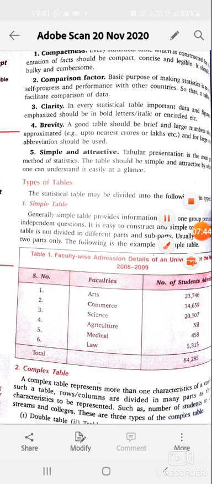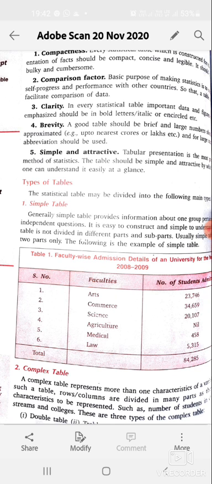Simple table. Generally a simple table provides information about one group pertaining to an independent question. It is easy to construct and simple to understand. The table is not divided into different parts and subparts. Usually a simple table has two parts only. In a simple table we have one variable and another one its magnitude, or we can say its frequency. The following table is the example.